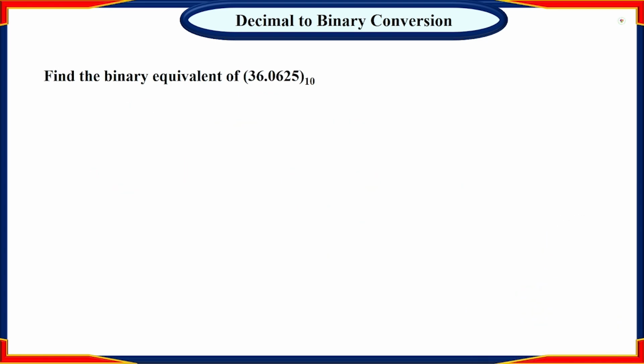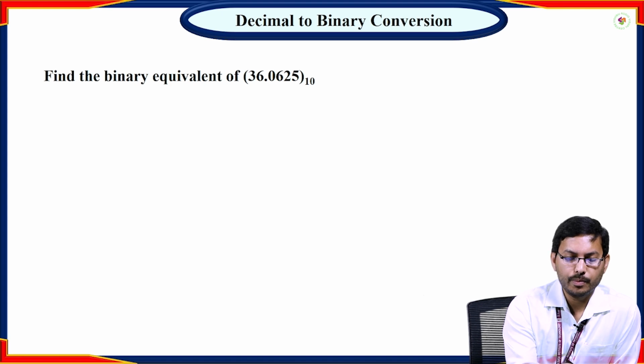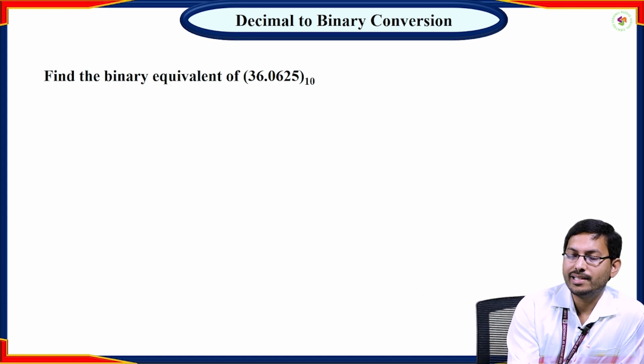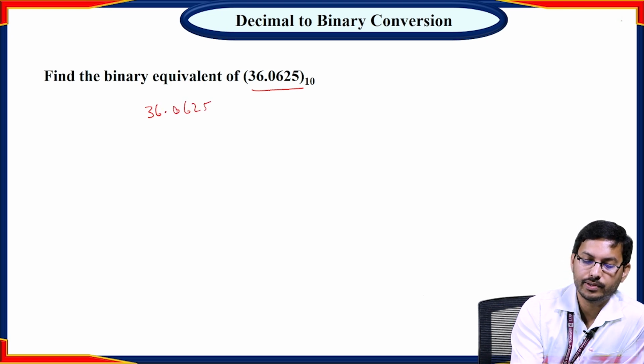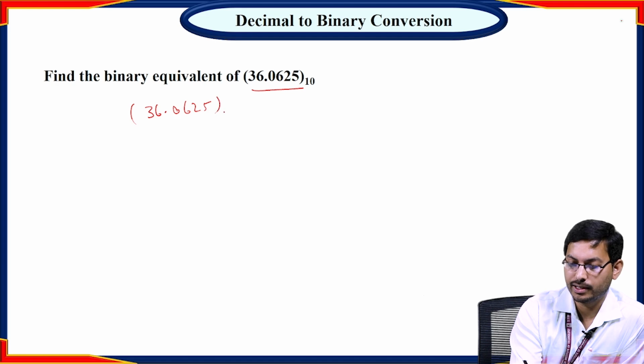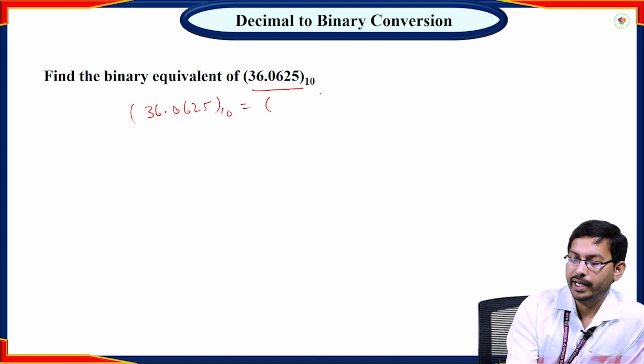So now coming to the binary equivalent of this number system. Okay, so let us take one example. Here, the binary equivalent of a number in this number system, but in this number system we use 36.0625. So it is fractional, right? It is a fractional decimal number. We need to convert it into a binary number system.